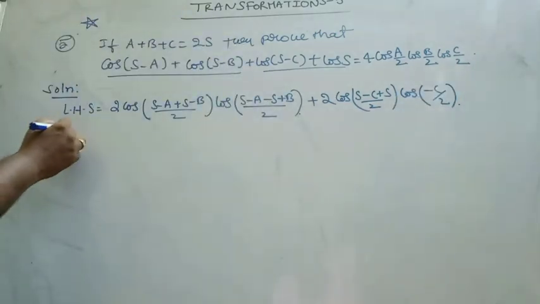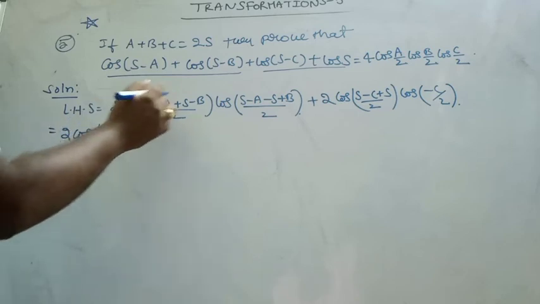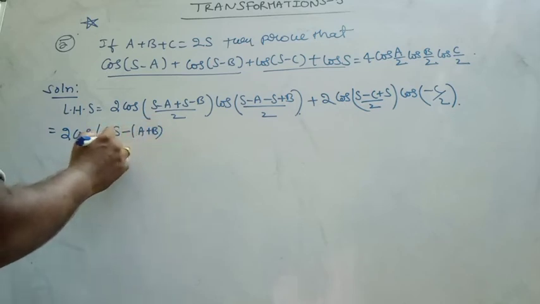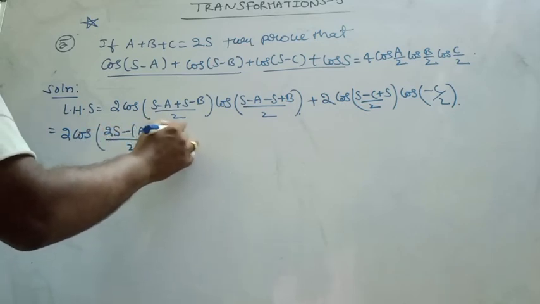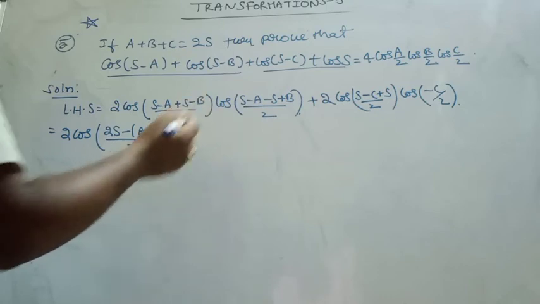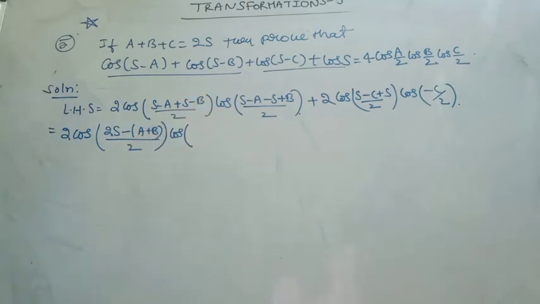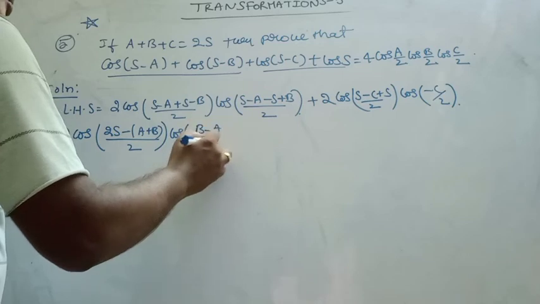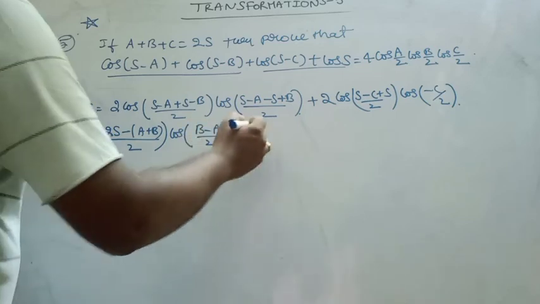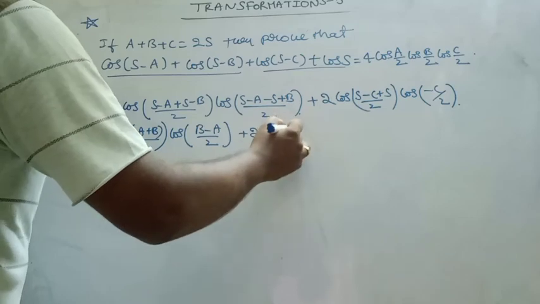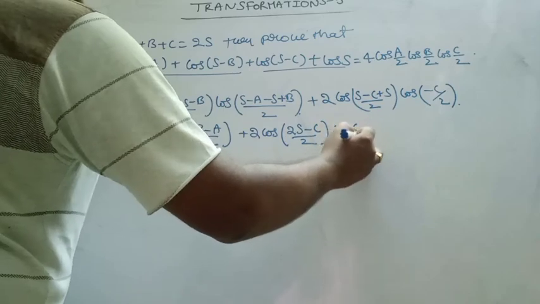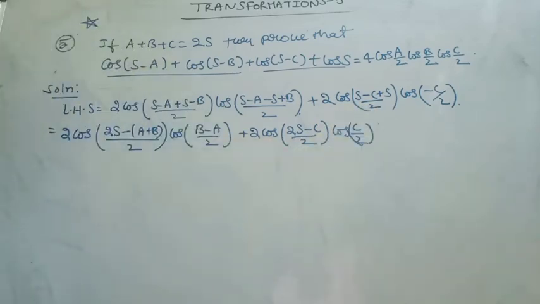Now you see, my dear students, this is now 2 cos of (s plus s is 2s minus of a plus b)/2, like this, right? And the cos of s minus s will cancel and you are having here minus a plus b, that you are having as b minus a. This will cancel and b minus a by 2. Plus this is 2 cos of (s plus s, 2s minus c)/2 into cos of c by 2, because cos of minus theta becomes cos theta.